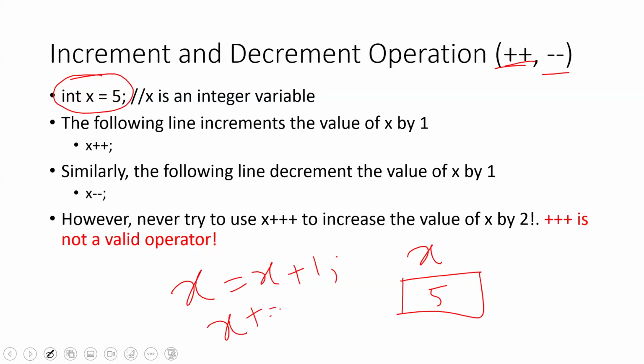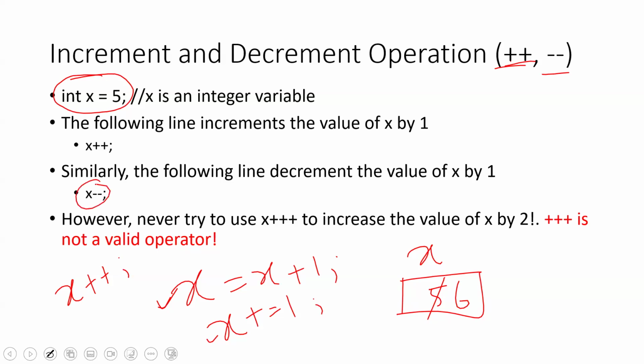x plus equals 1. This is another way. The third way is x++. And if you put a semicolon, you don't have to use any assignment operator. Got it? If I write x++, it will increase the value of x by 1. So if you write x++, the value of x will increase by 1, so whatever we had, it will just be 1 more than the previous one.